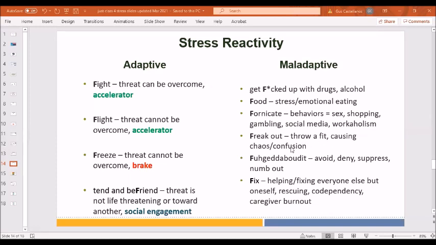Some people throw a fit, start freaking out. Other people go the opposite, forgetting about it, as we say, avoiding, suppressing, denying, pushing it down. So expressing it, overexpressing it, or suppressing it. Suppressing it can be maladaptive. And we talked about the fixing.